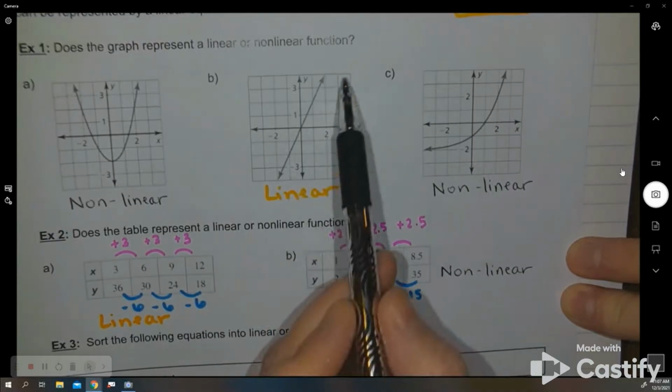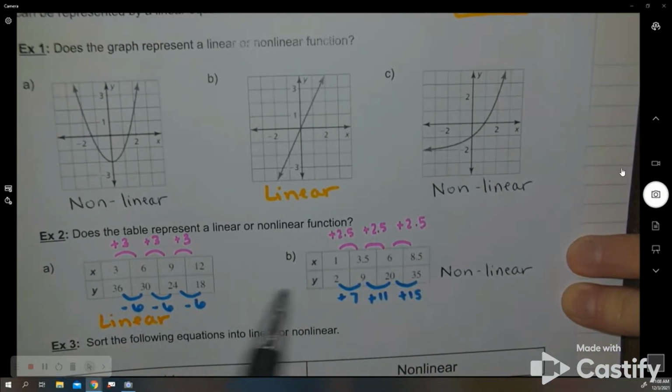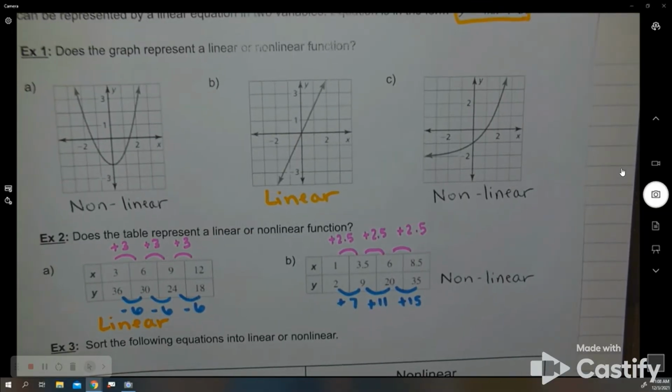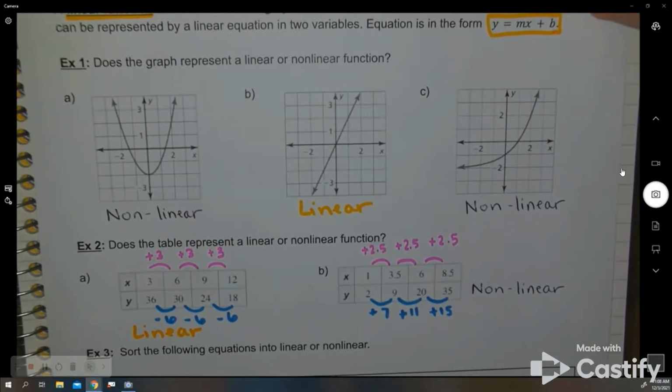So when we look at a graph, we're looking for a straight line, moving up or down at the same rate every time. When we're looking at a table, we have to find the change in the y over the change in the x, and make sure they simplify to the same fraction. And we're also going to take a look at the equation. So if you haven't yet, pause your video and cut out the equations that are at the bottom of your notes sheet.